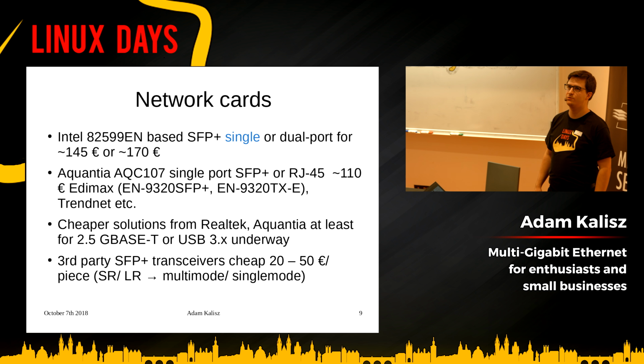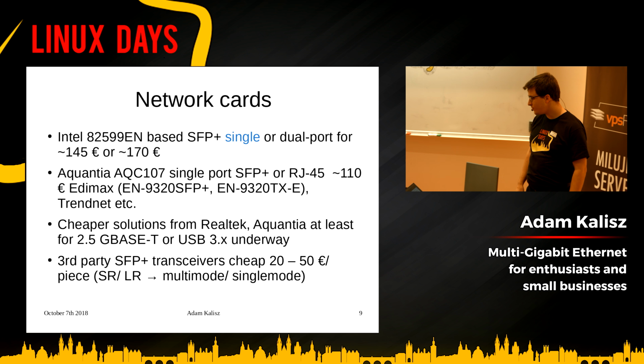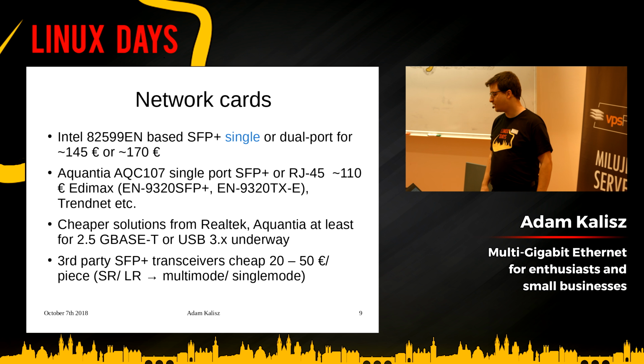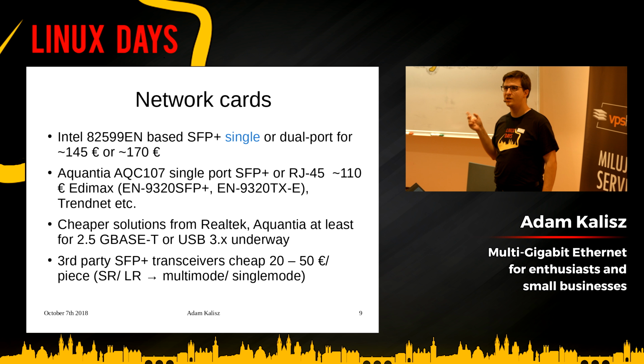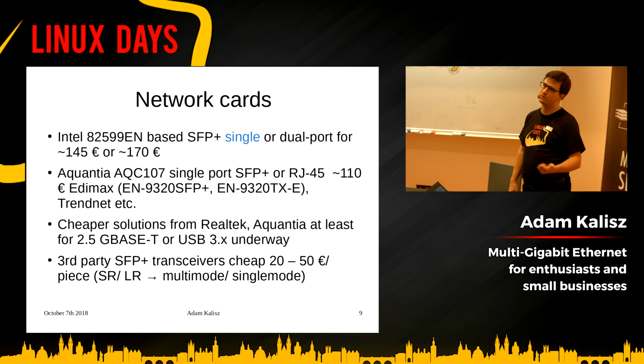Aquantia, a newcomer to the network interface space. They are more or less known from wireless, but nowadays they also are pioneers in the 2.5 and 5 gigabit Ethernet versions. And they also have a chip that can do 10 gigabit. And this is the AQC 107. And you can buy network cards that have 1 port, either SFP Plus or RJ45.